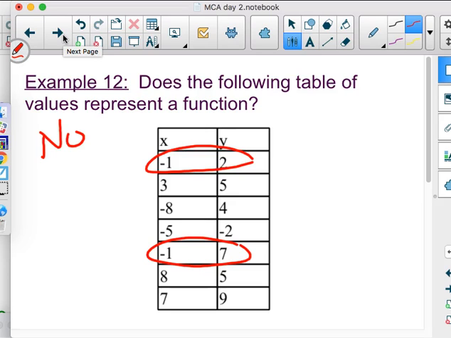No. The other thing you could do is you could graph it. Remember, it has to pass the vertical line test if it's a function. So, the other thing to remember, you get as much time as you need to take the MCAs. It is not a time test.